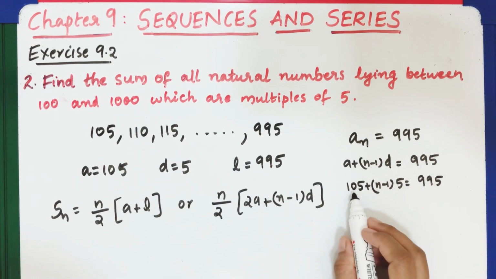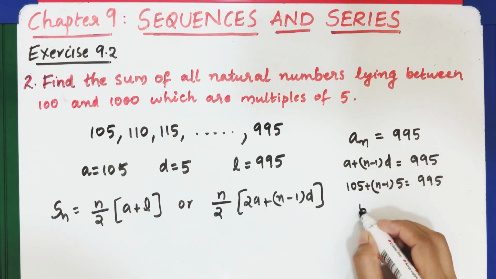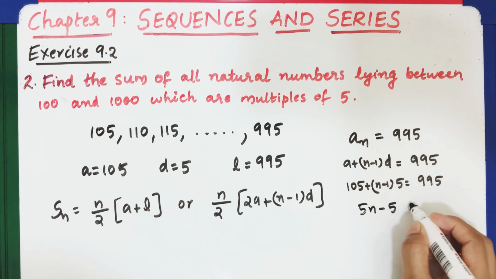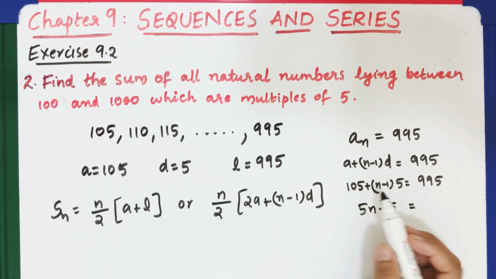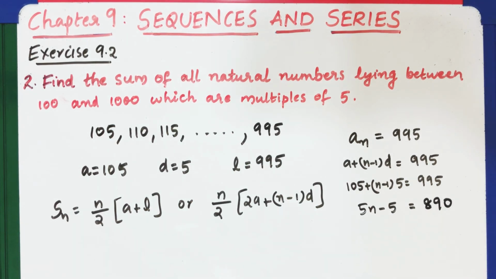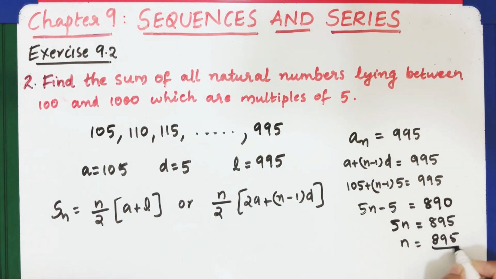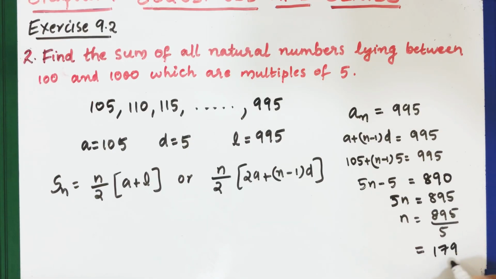That is, take 105 to this side. 5n minus 5 is equal to 995 minus 105, which is equal to 890. That is 5n is equal to 895. Take 5 to the other side, that is 895. Therefore n is equal to 895 by 5, which is equal to 179.